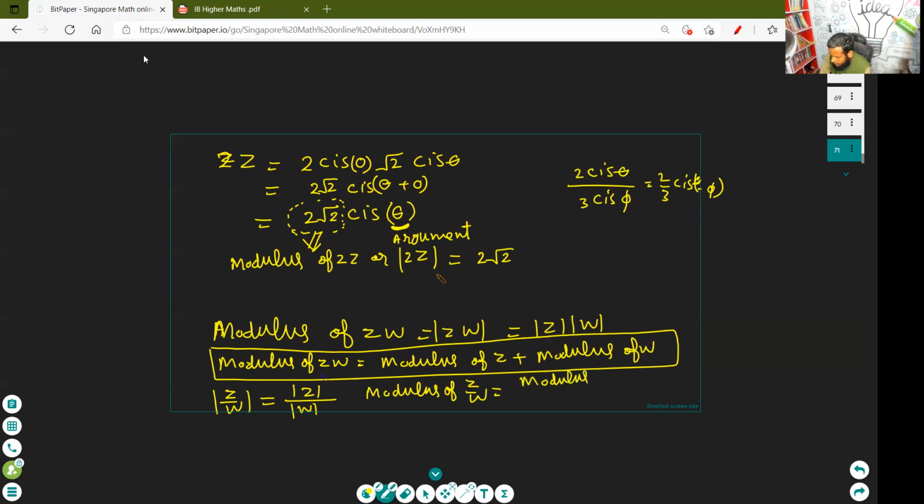Wait, but this one is not addition, it is multiply? This is multiplication, and in multiplication the moduli are multiplied. In the above formula we also wrote ZW as multiplication, modulus of Z times modulus of W. Clear or not clear? Yes, clear.